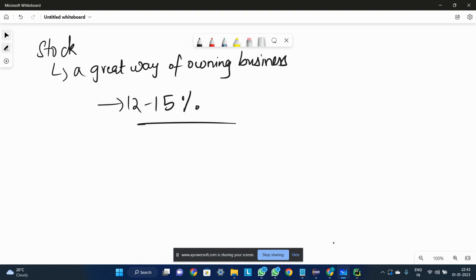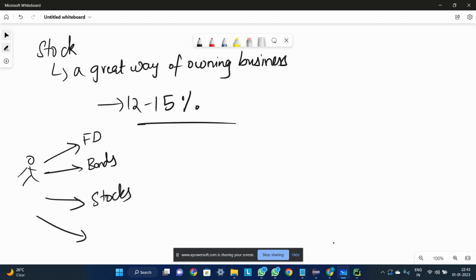So basically, an investor has few choices. He can either park his money in FD, he can park his money in bonds. I will tell you what bonds are as well. He can hold stocks, and he can hold real estate, right?